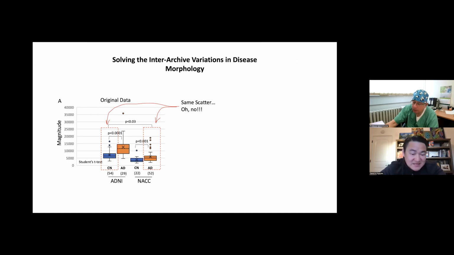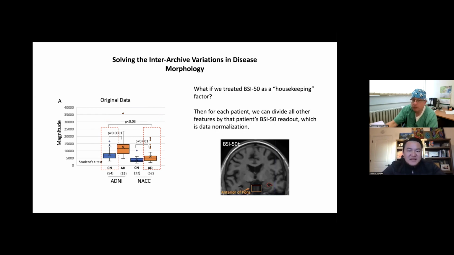So actually, it's not surprising that one population would have a different difference between normal and Alzheimer's compared to another population. So the way we overcame this is the same method that gene expression analysts use. That is, you have to find a housekeeping factor to normalize different data sets, right? And so in this case, we looked at our data and we realized that one possible normalization factor would be the feature called BSI 50, shown on the right.